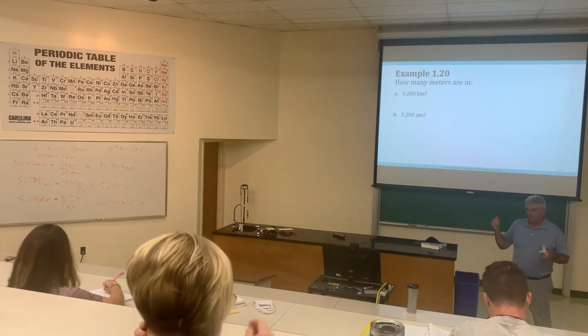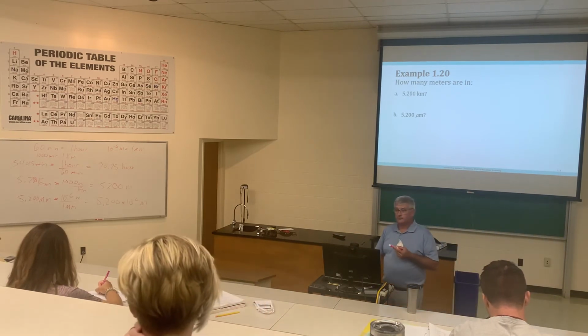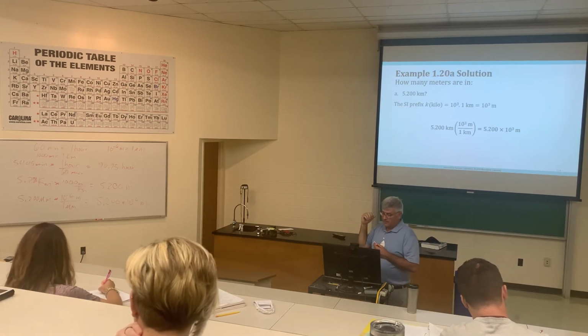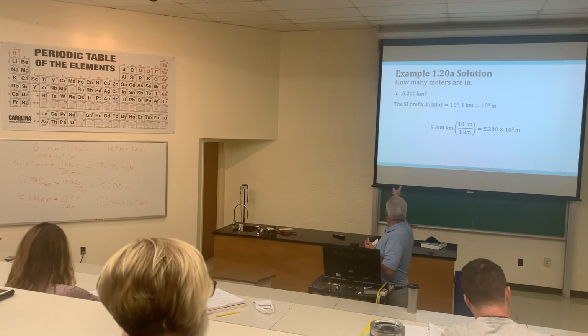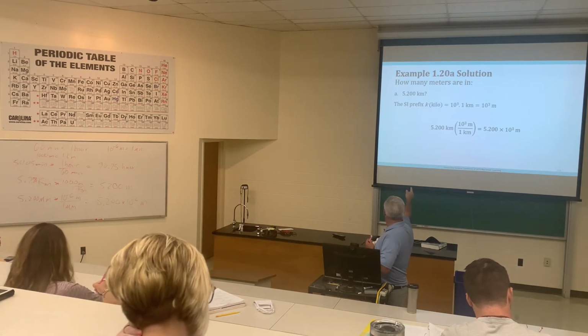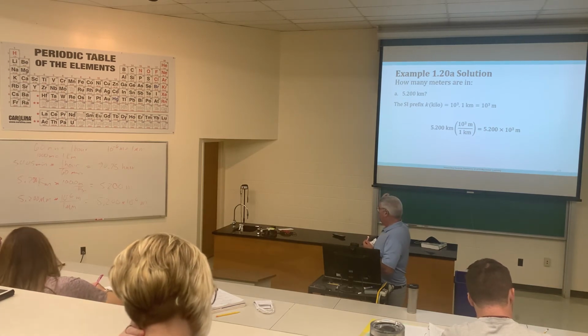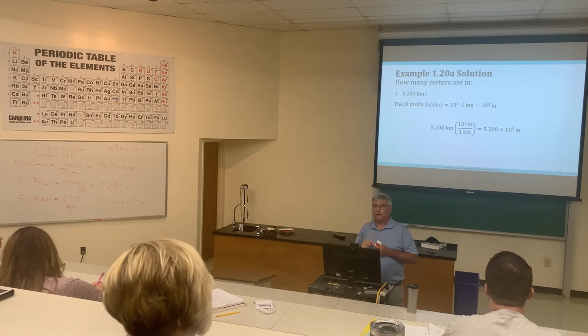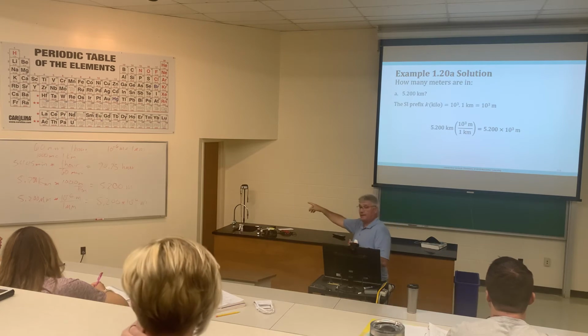I like it when math problems work like that. All right, so here's 5.2 times 10 to the third. Oh yeah, wait a minute. Why did they do that up there on the board, instead of leaving it like this?